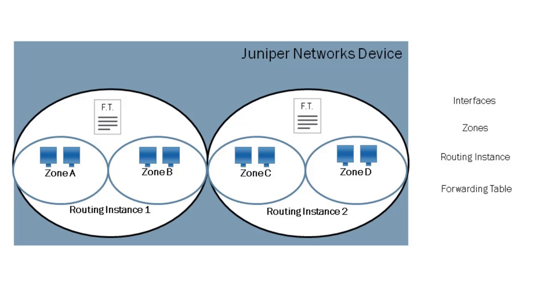A physical device can be broken up into multiple routing instances. A routing instance is a logical routing construct within a platform running the Junos OS. Each routing instance maintains its own routing table and forwarding table. A routing instance can contain one or more zones, which cannot be shared with other routing instances.